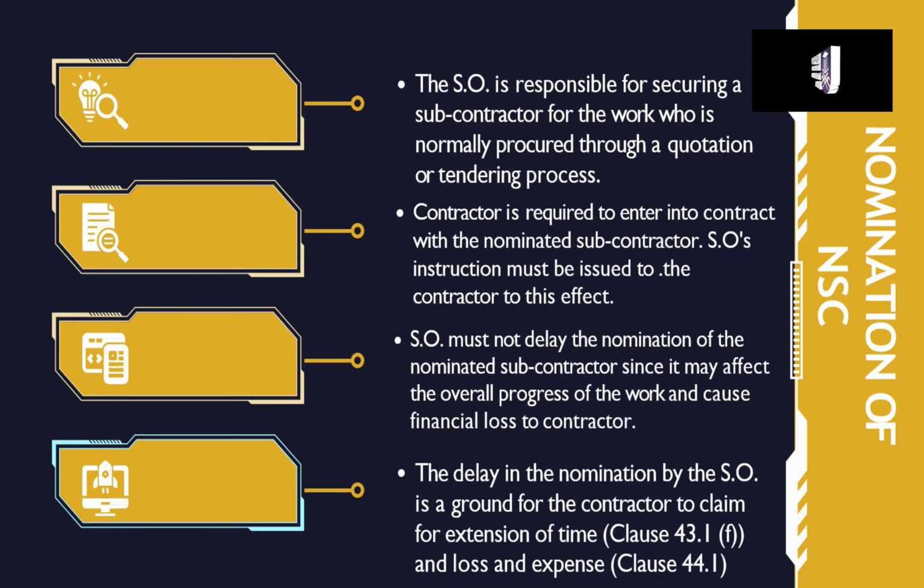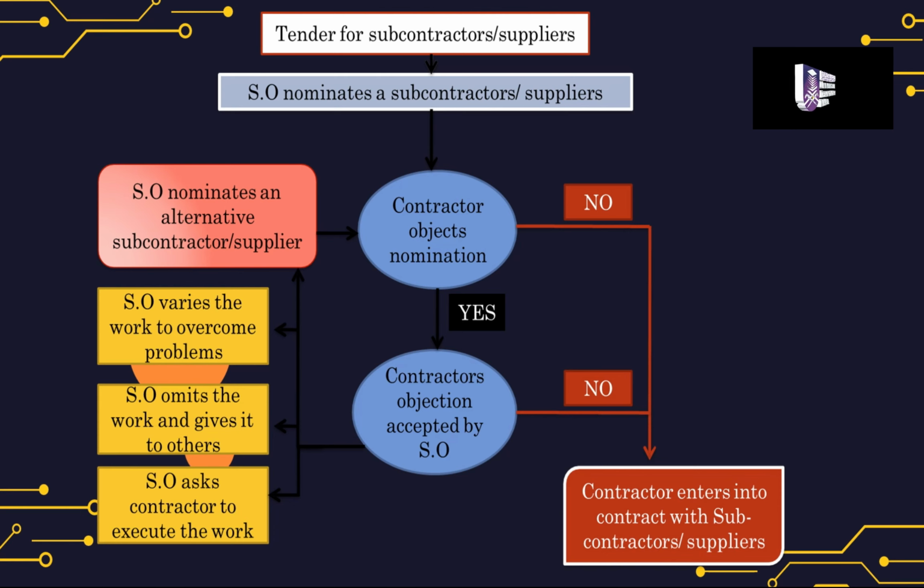The SO must not delay the nomination of the nominated subcontractor since it may affect the overall progress of the work and cause financial loss to the contractor. The delay in the nomination by the SO is a ground for the contractor to claim for extension of time and loss and expense. The nominated subcontractor is employed by the contractor, and the contractor is responsible for the due observance by the nominated subcontractor of all terms and conditions of the contract.